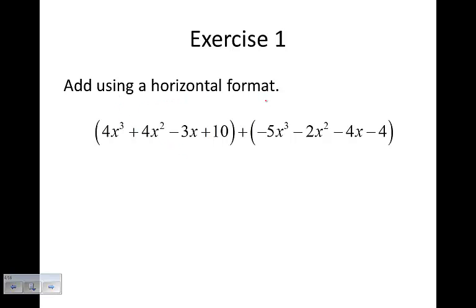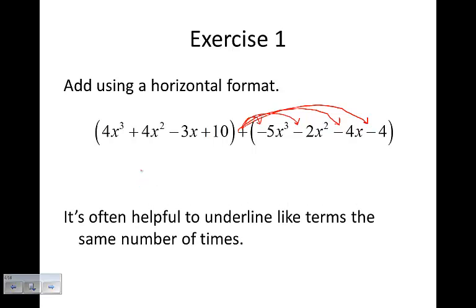Adding using a horizontal format is pretty easy because you just make sure that this plus sign is going into everything, which doesn't change a lot because they're negatives. So if I was actually going to do this, okay, I would underline like terms. So here's one, here's one, okay, and x squared, here's one, x's. Okay, and then the coefficients. Okay, so if you want just to make it a little bit neater, we can tell them apart. So there we have all the like terms.